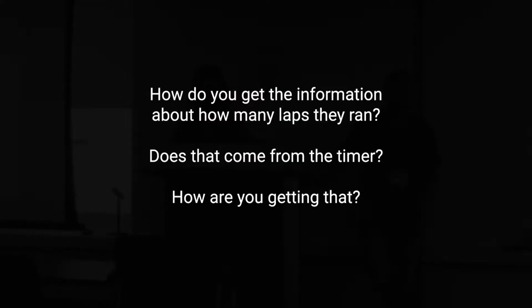So how do you get the information about how many laps they ran? Is that coming from the timer? There's two different ways. You can allow the pledger to go in and enter their number of laps, which I don't usually recommend, because I could lie and say I ran 100 miles today and I want more money. The other way is for the timer or the race director to upload a list of laps by fundraiser ID. So once it's done, you just upload a list with the fundraiser ID and the total.